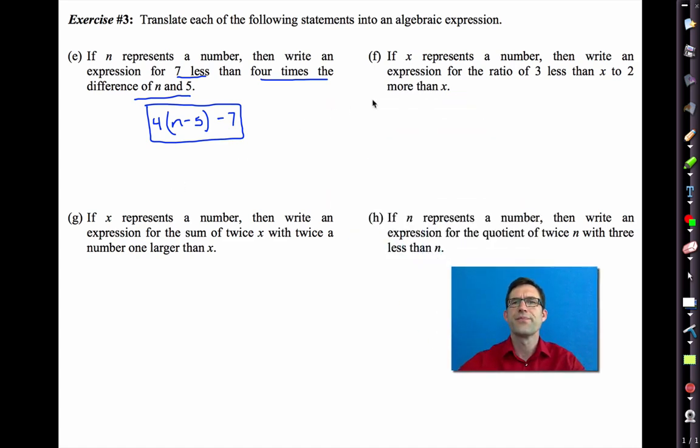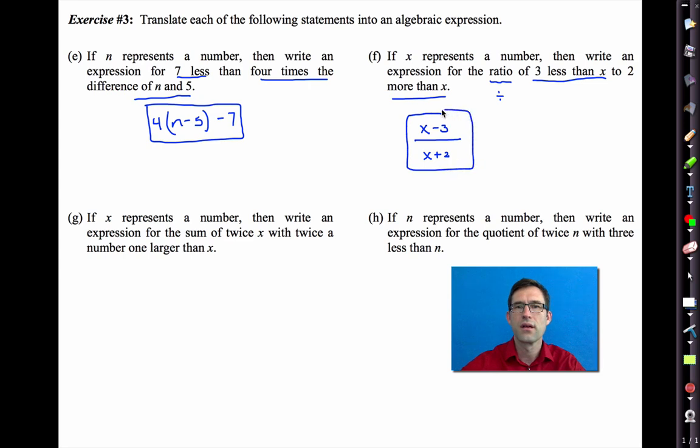Let's look at letter F. If x represents a number, then write an expression for the ratio of 3 less than x to 2 more than x. Well, all right. Here's 3 less than x. Ratio means division. So the ratio of 3 less than x to 2 more than x. Here we go. Right? X minus 3 divided by x plus 2.